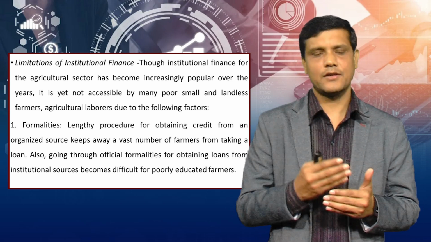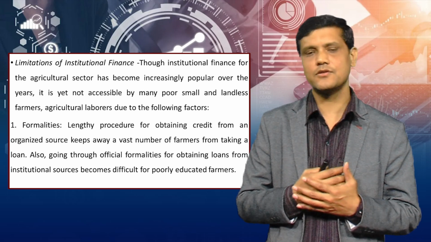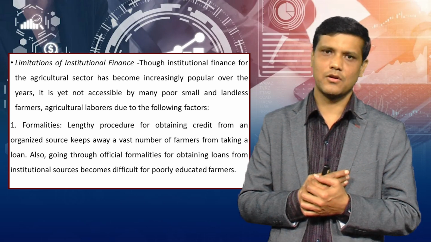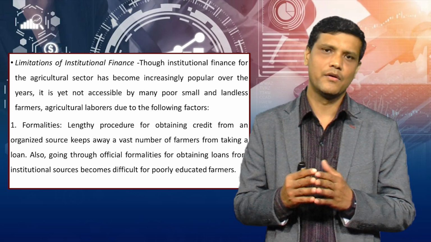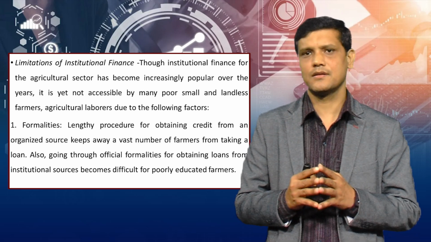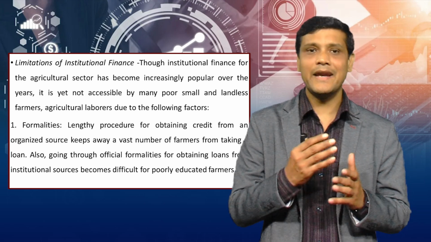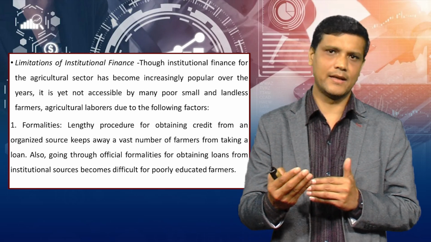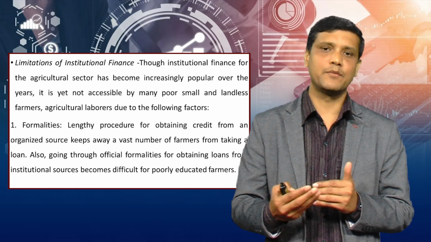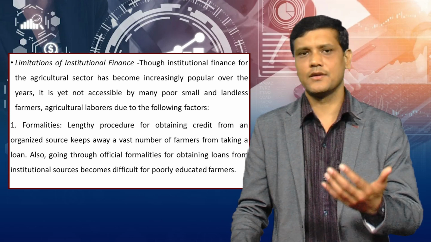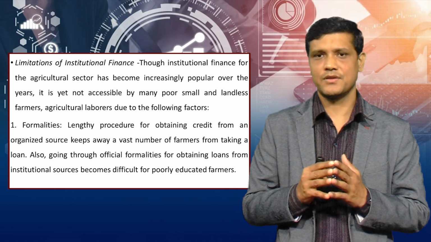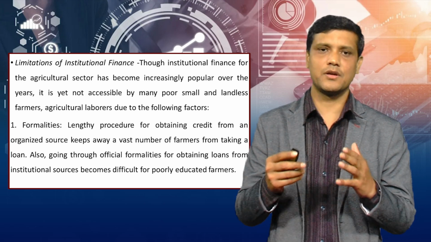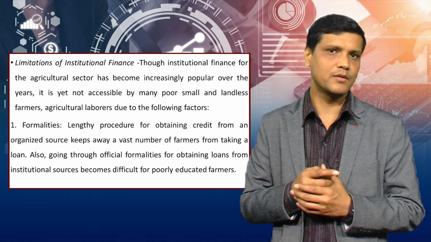Now we discuss various sources of finance for agriculture, that is, institutional finance for agriculture. Though there are various institutions providing institutional finance to the farmers or in the rural areas, these institutions suffer from various limitations. So let us discuss those limitations. Number one is lengthy formalities. While applying for a loan to the formal source of finance, that is, a bank, the farmers need to follow a lengthy procedure for obtaining credit from an organized source. This keeps away a vast number of farmers from taking a loan. Also, going through official formalities for obtaining loans from institutional sources becomes difficult for poorly educated farmers.